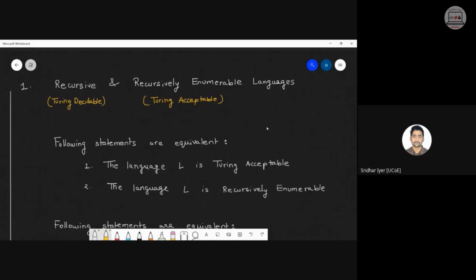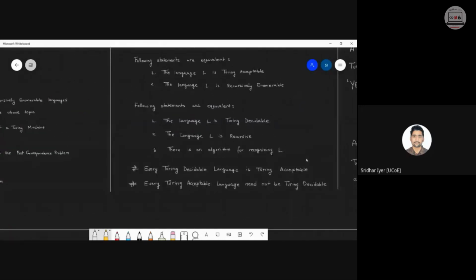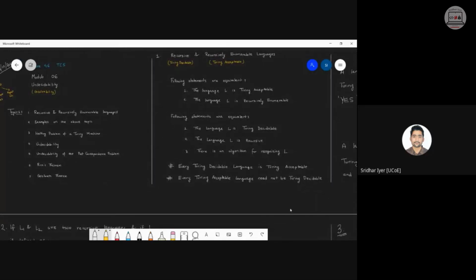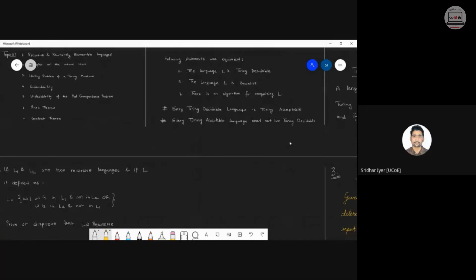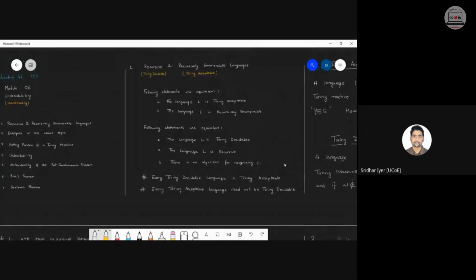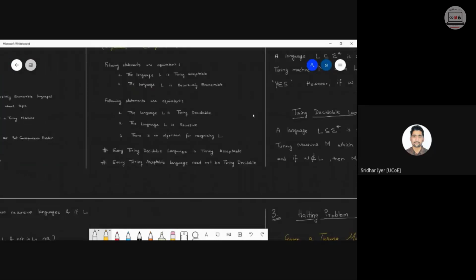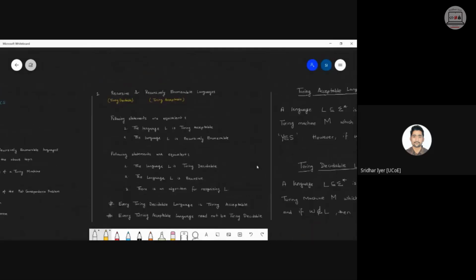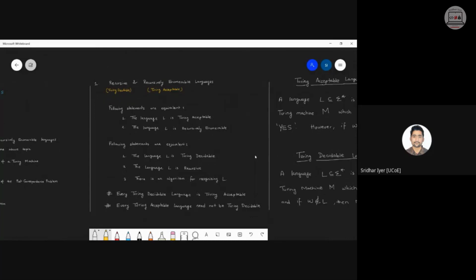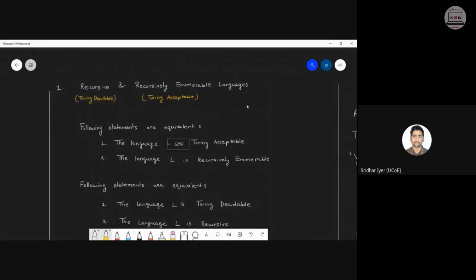This entire module is theoretical, but we haven't had a single lecture that was only about theory. There has never been a single lecture which was all about theory. The same will happen over here also. We will have certain theory and a corresponding example for that theoretical part. So we are going to start with the very first topic, recursive and recursively enumerable languages. We'll learn what exactly a recursive language is and what exactly a recursively enumerable language is.